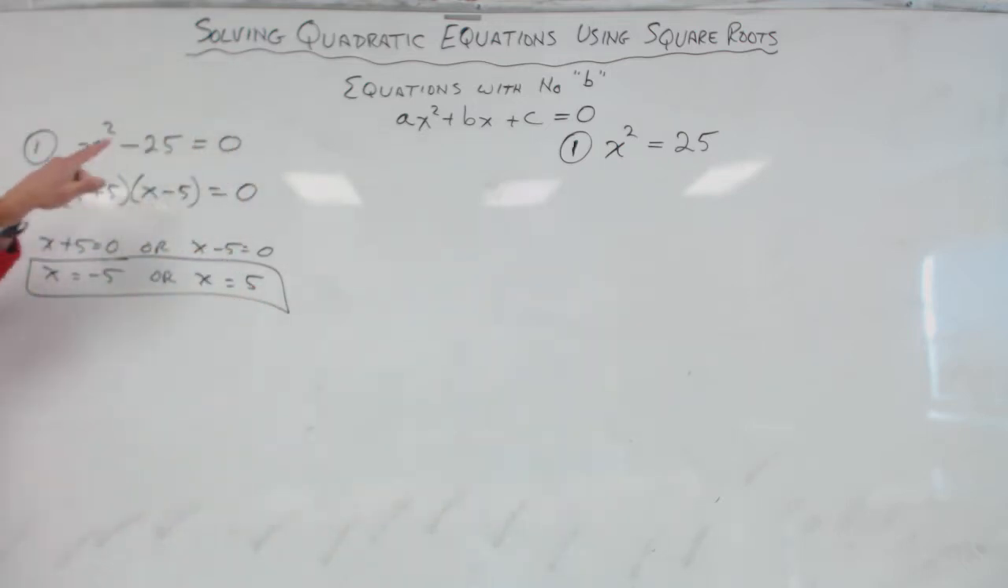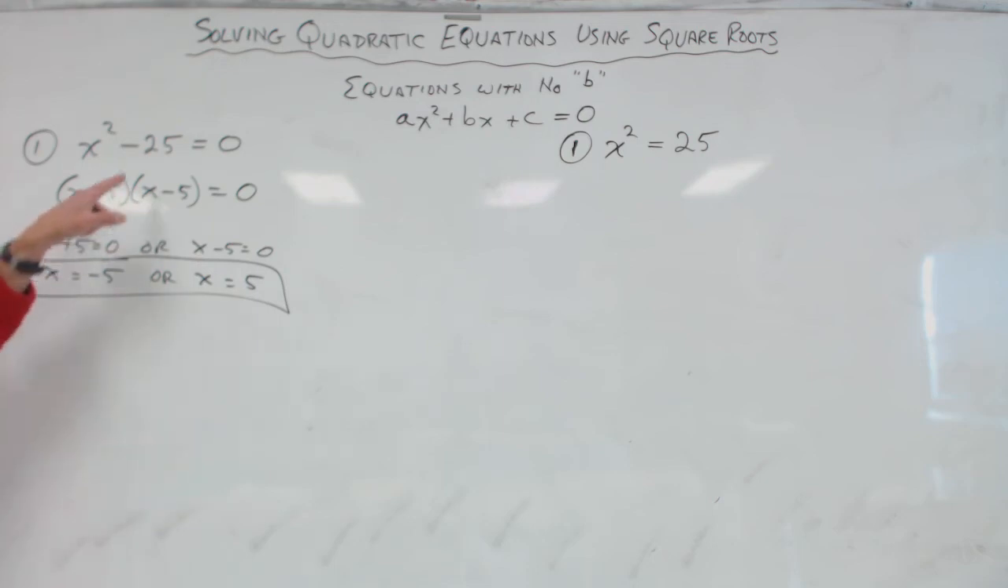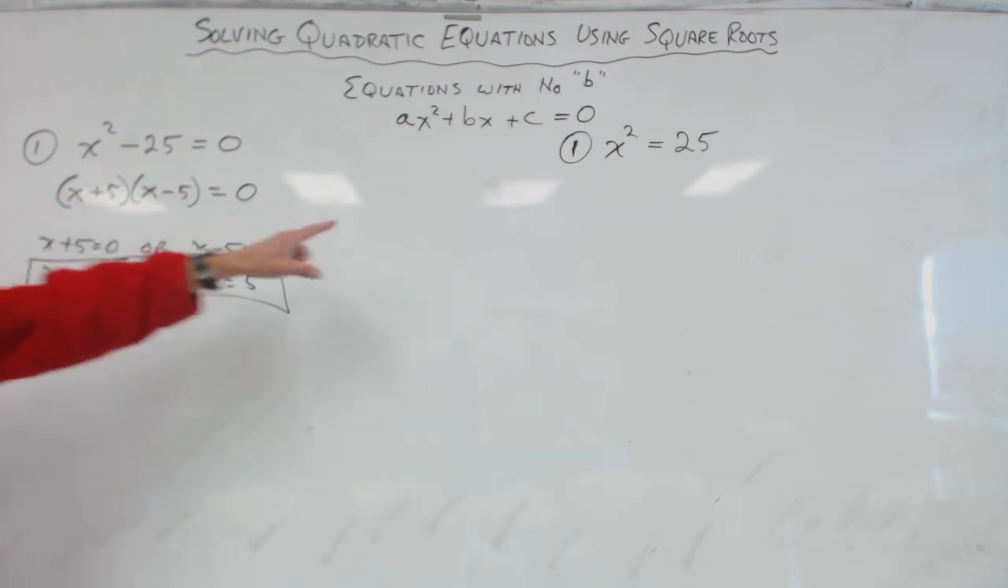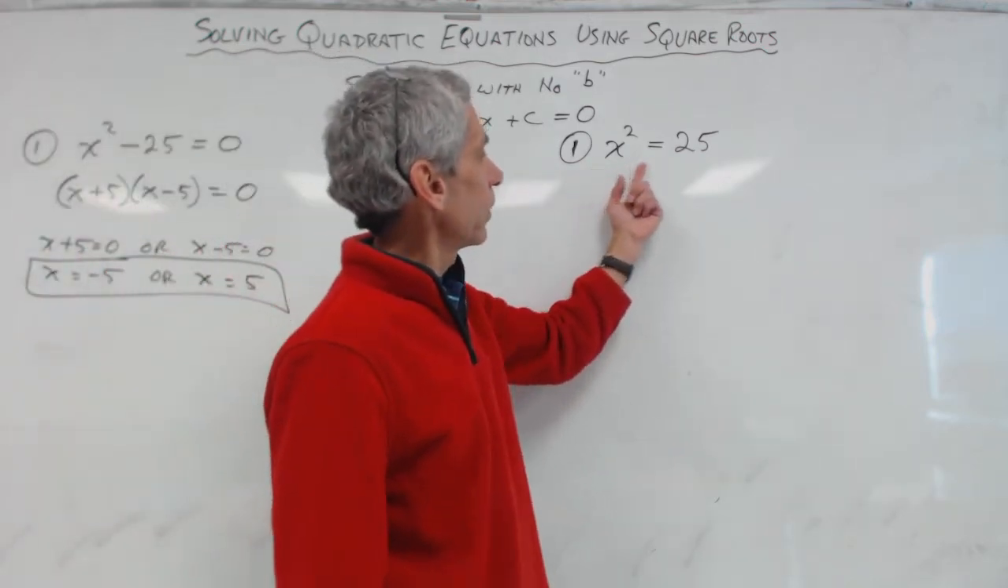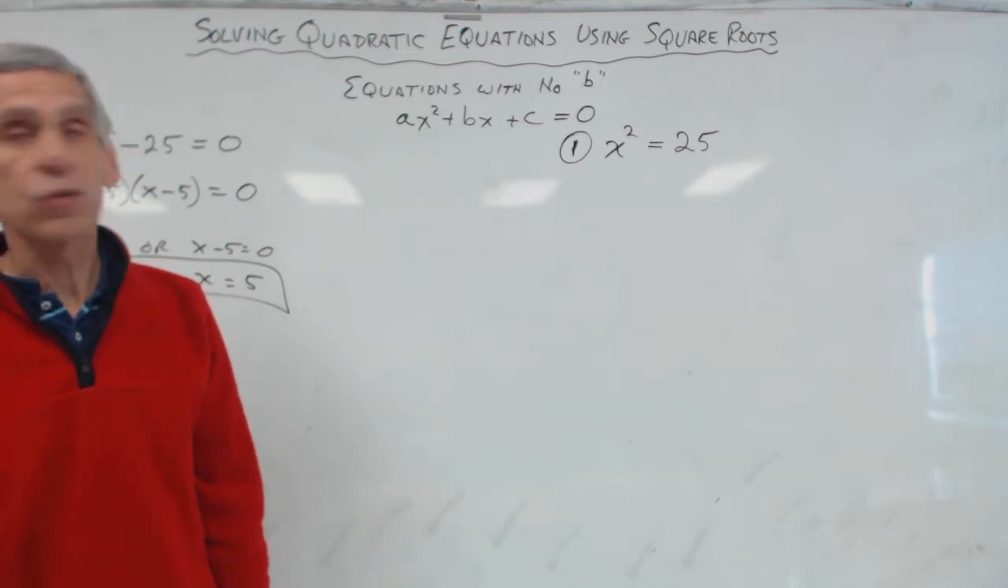So does everybody see how those are the same? They look different, but all I did is, what did I do to this to get to that? All I did is add 25. Don't you agree with me? I added 25. So now I have x squared equals 25. So there is a cool process using square roots.